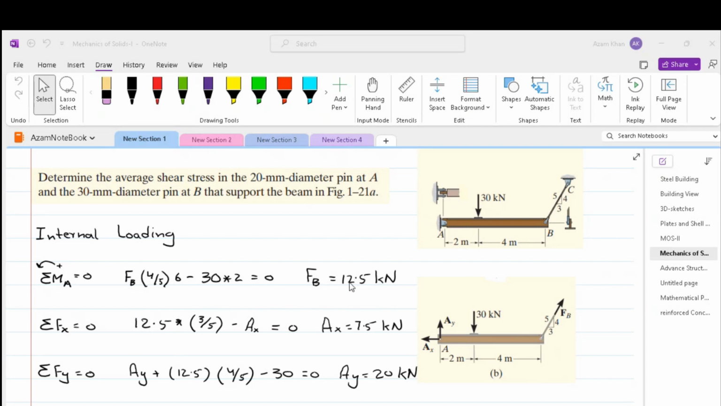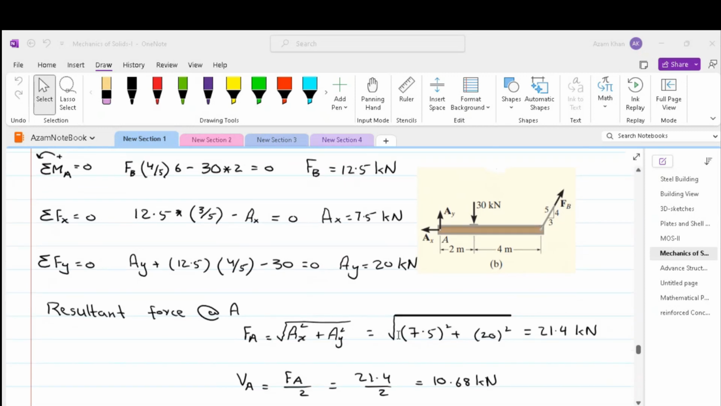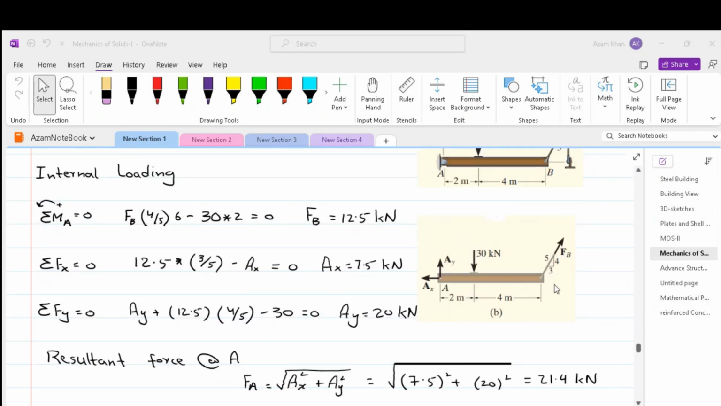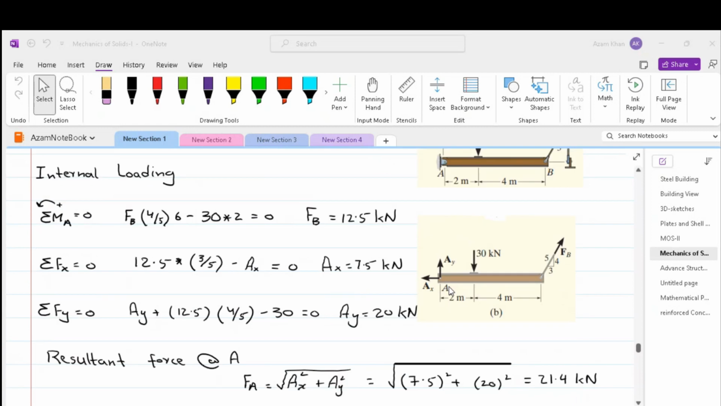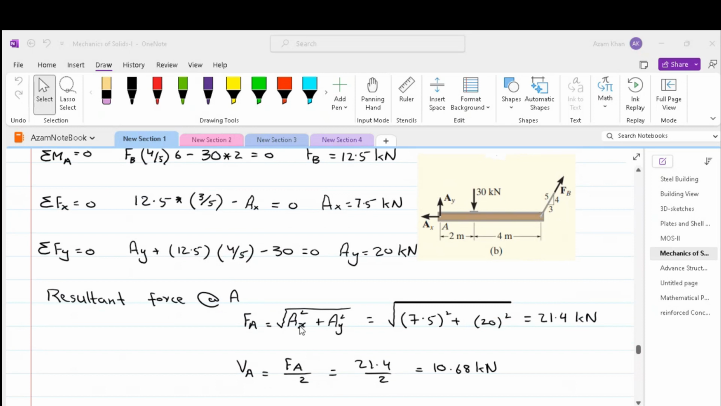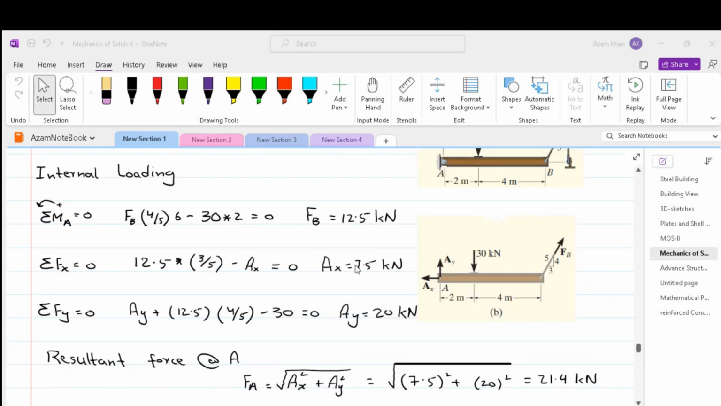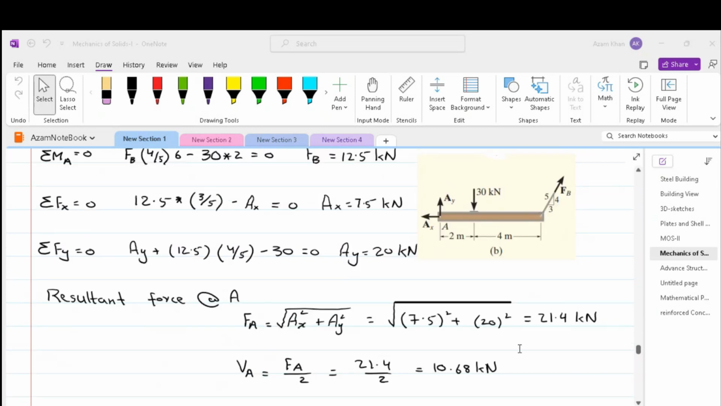Similarly, once FB is found, AX can be worked out by using summation of all the forces along X equal to 0. So AX will come out to be 7.5 kilonewton. And we can determine AY by taking moment about point B or taking summation of Fy equal to 0. AY comes out to be 20 kilonewton. Now please note, in order to find the force at A, we have to take the resultant of AY and AX. So FA is equal to the square root of AX square plus AY square, which with 7.5 and 20 comes out to be 21.4 kilonewton.